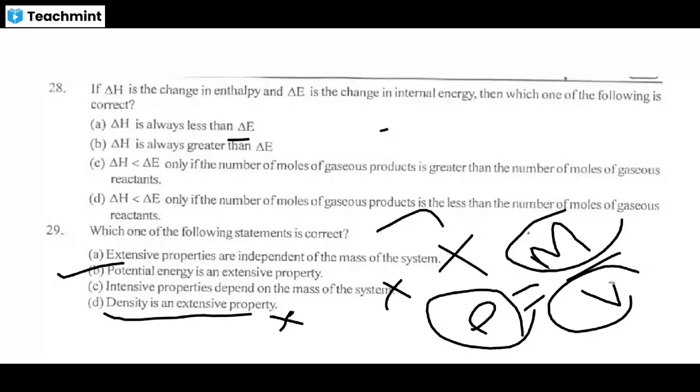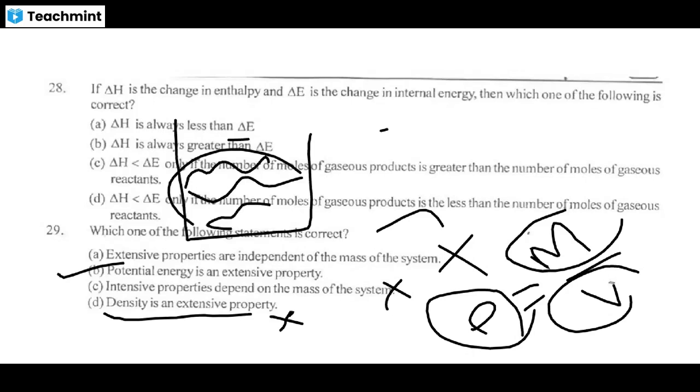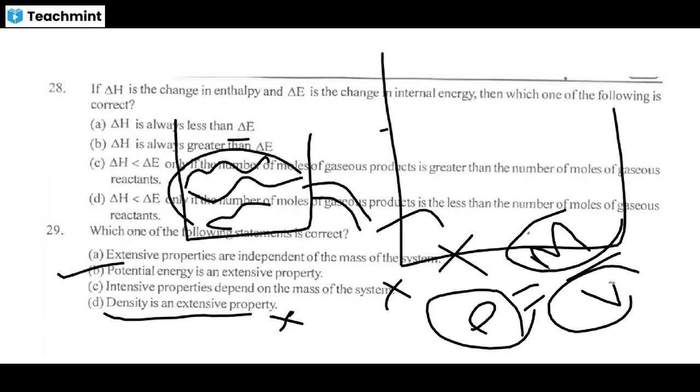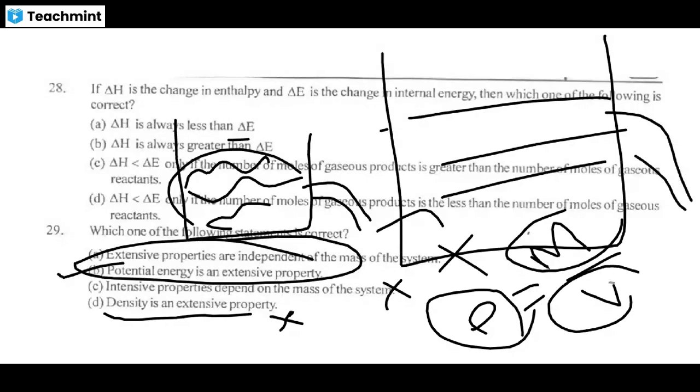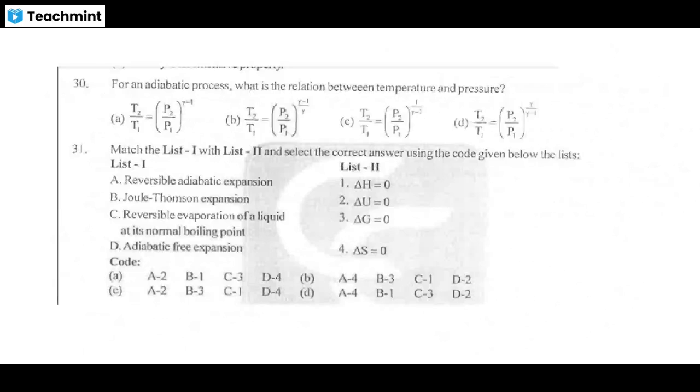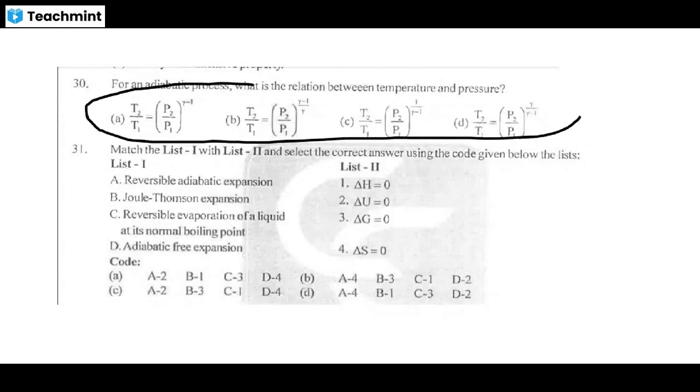because potential energy increases with system size, like if you take a dam. A dam contains water. If it is a small dam, the potential energy of the water is small. If it is a big dam, the potential energy is big. So potential energy is an extensive property. If it varies with size, it is extensive. Intensive means it does not vary when the system size increases. For the same, I already told you the same calculation. If you do the mathematics, you get the answer.